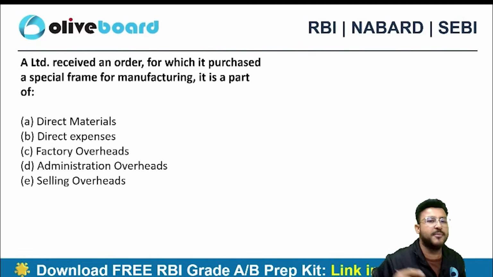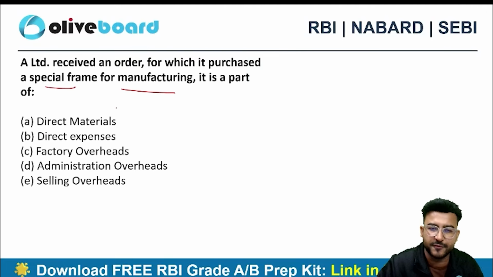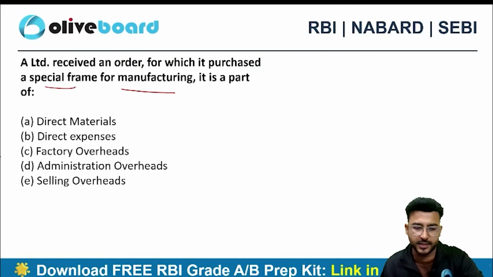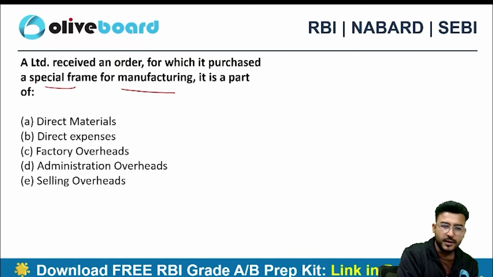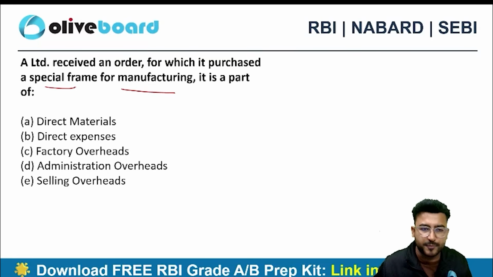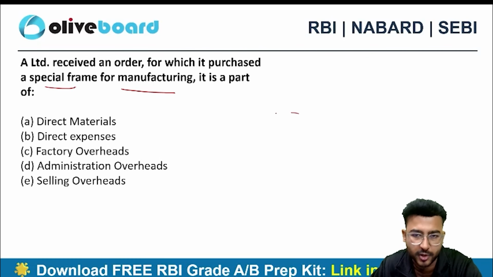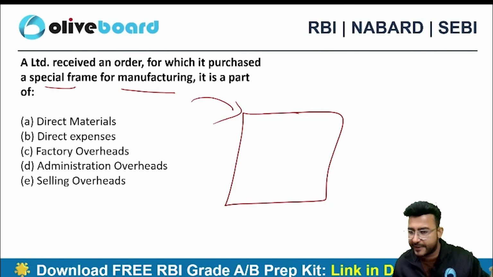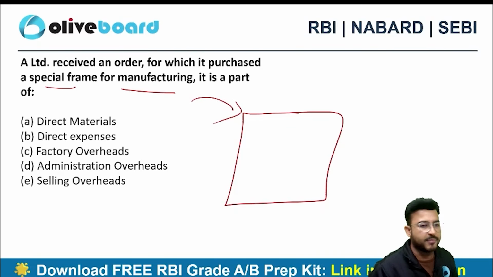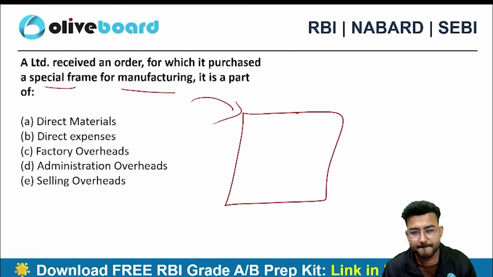Next one. A Limited received an order for which it purchased a special frame for manufacturing. Now I am a manufacturer. I received a special order, for example, from Sumesh. Now in order to manufacture this kind of product, I didn't have the frame, or I was not having adequate tools. So I purchased this frame for the manufacturing of this product. Direct material, direct expenses, factory overhead, admin overhead, or selling overhead. What do you think?